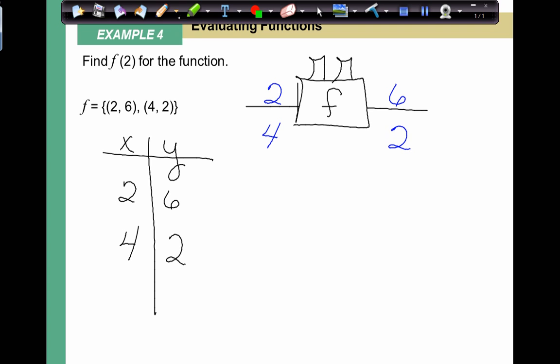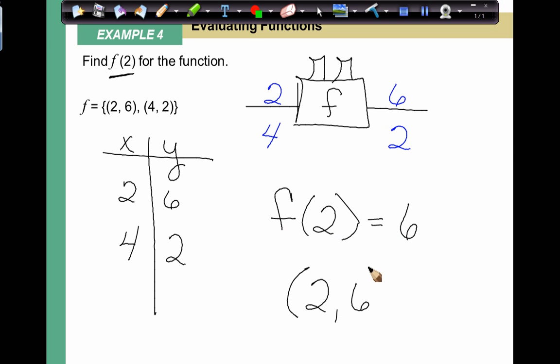It's pretty exclusive. So the question's asking again, let's go back to it, f of 2. If we plug in a 2, we're going to get out a 6. If we try to plug in a 4, we'll get out a 2. But if we try to plug in anything else, the function or the factory will explode. It doesn't work. It won't take those ingredients. It will reject them. But in this case, we're good. So (2, 6) would be the answer.